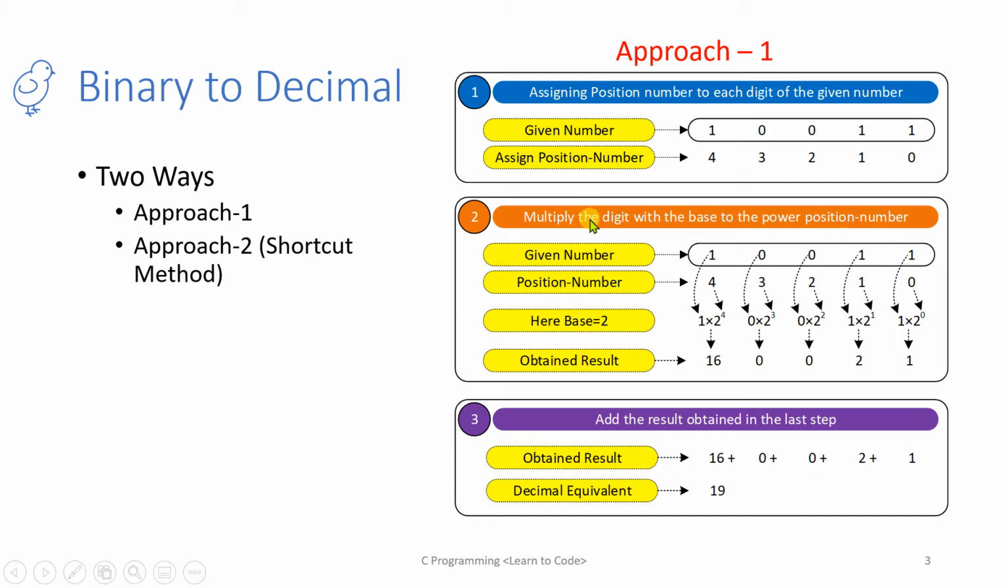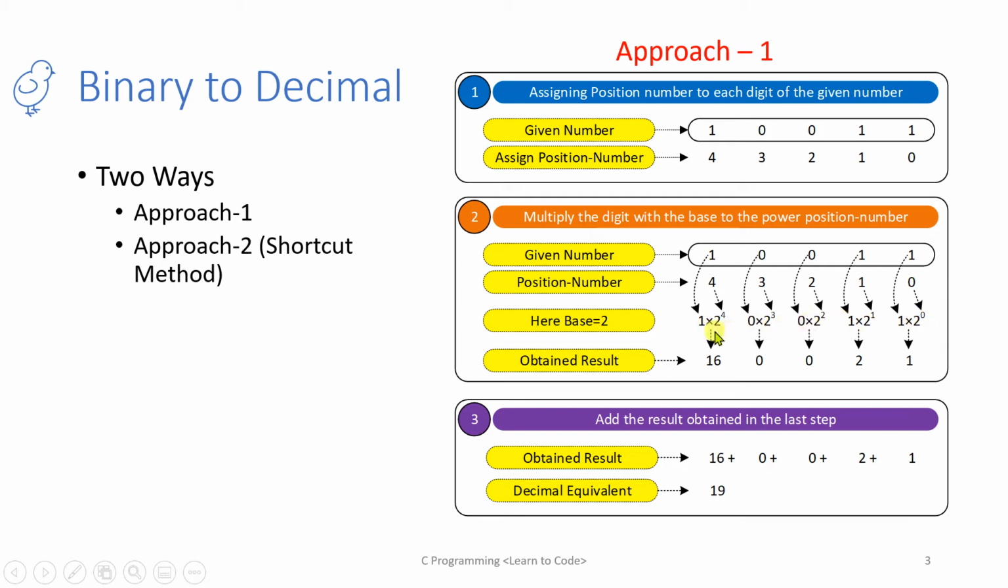In the second step, what will we do? This is a binary number, so the base is 2. These are the positions. Now I will multiply the digit into the base to the power of the position. So the digit is 1, base is 2, position is 4. So 1 into 2 to the power 4. Similarly, the digit is 0, base is 2, position is 3. So 0 into 2 to the power 3, 0 into 2 to the power 2, 1 into 2 to the power 1 and 1 into 2 to the power 0.